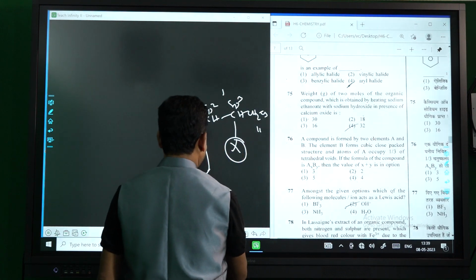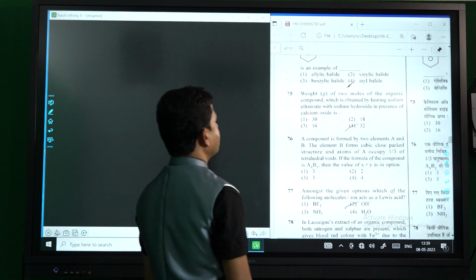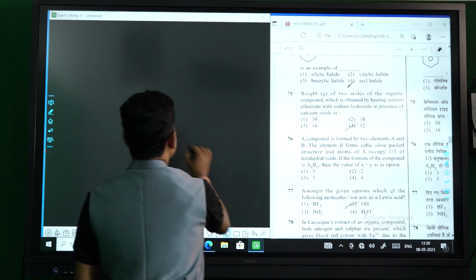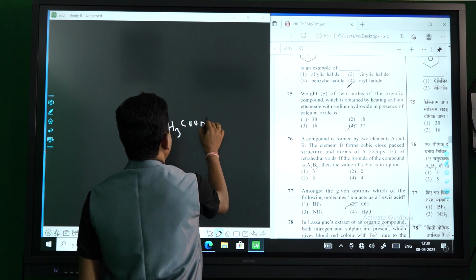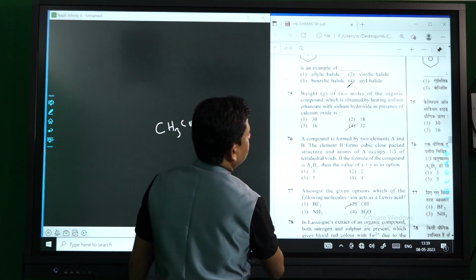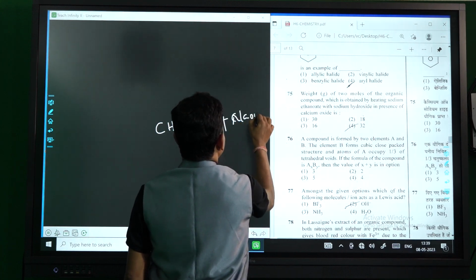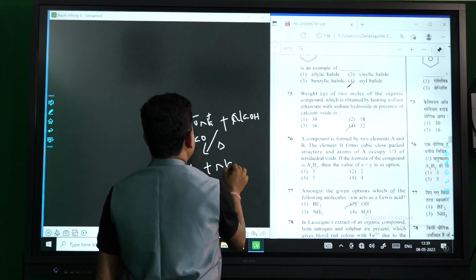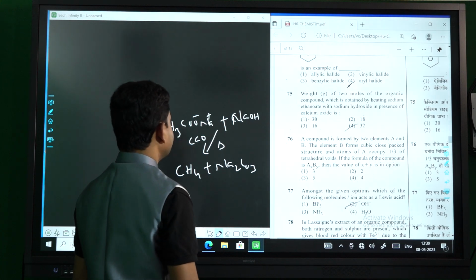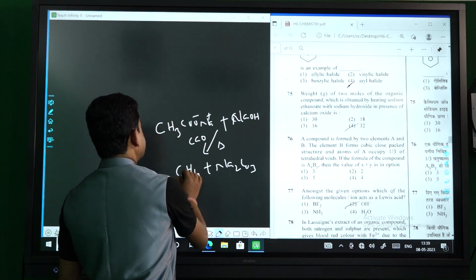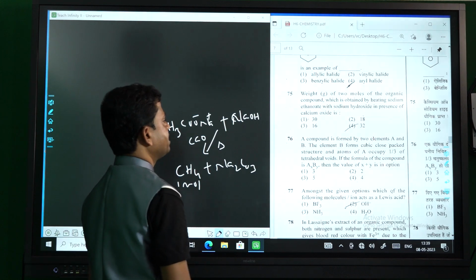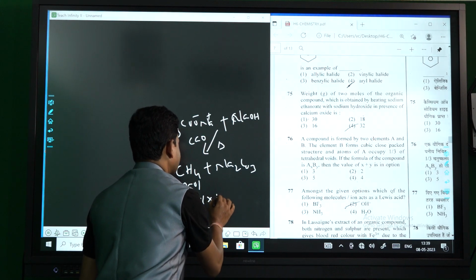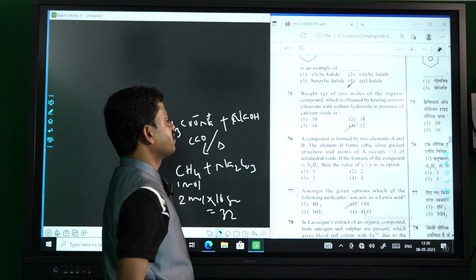Now question number 75. The weight of 2 moles of the organic compound obtained by heating sodium ethanoate, CH3COONa, with sodium hydroxide in the presence of calcium oxide gives methane plus Na2CO3. That is the soda lime process. One mole gives 1 mole of methane, but in your question 2 moles of methane form. So 2 moles multiplied by molar mass 16 g gives the correct answer, 32 g.